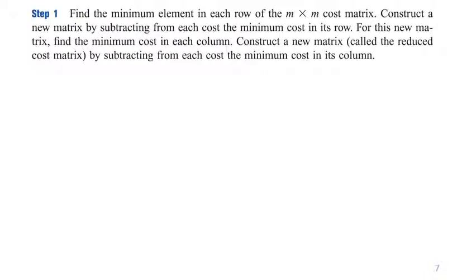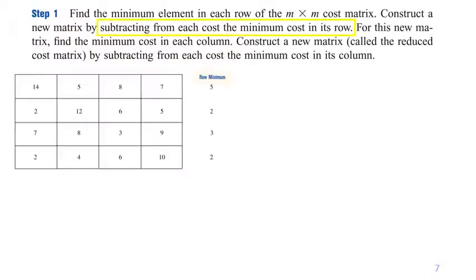Okay, so let's go back to our example. We have 4 jobs and 4 machines, so it's already balanced. What we need to do first is subtract from each cost the minimum cost in its row. So find the minimum cost for each row. For example, in the first row, the minimum is 5. In the second one, the minimum is 2. In the third one, the minimum is 3. And in the last one, the minimum is 2.